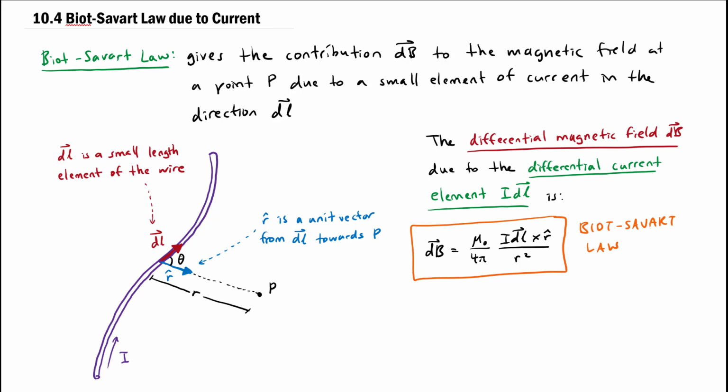So that's our Biot-Savart law, and keep in mind we have this new constant, mu naught, which is defined as 4 pi times 10 to the negative 7 Newtons per amp squared, or Tesla meter per amp. This is called the permeability of free space.